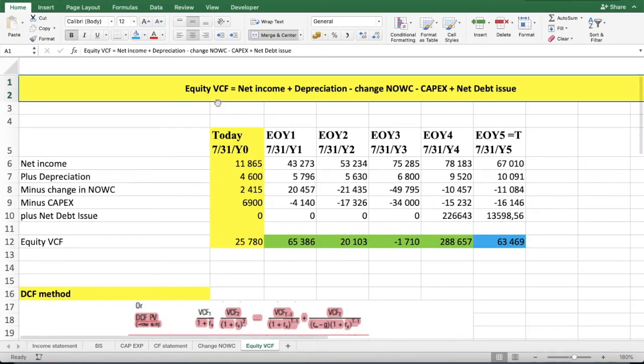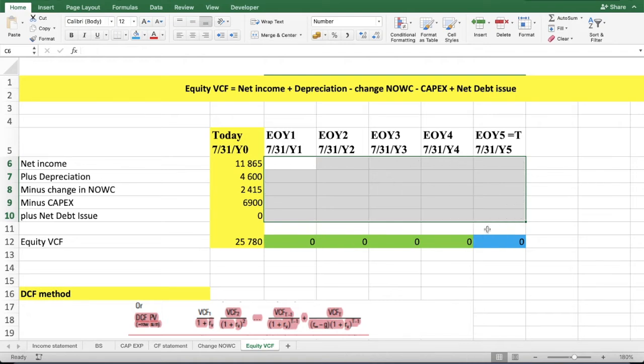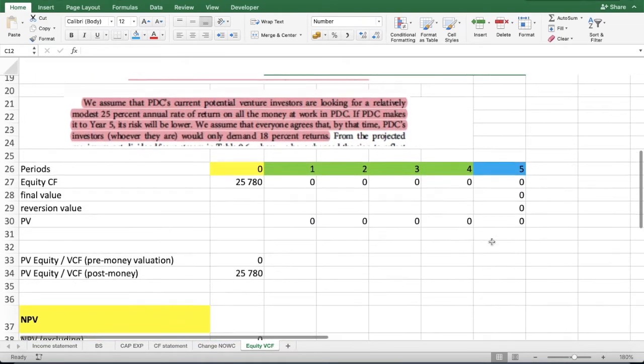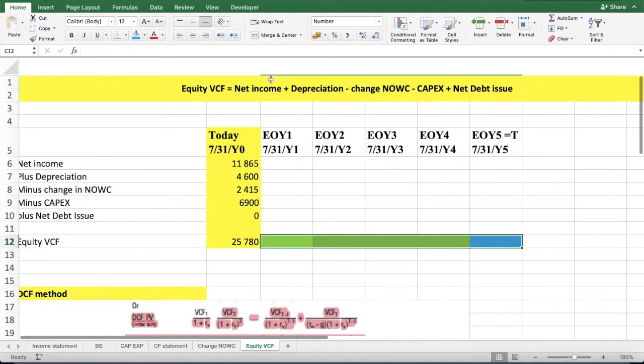So the equity valuation cash flow is equal to the net income plus depreciation minus the change in net operating working capital minus the capex plus the net debt issue. So now we have computed the change in NOWC. We have all the required elements or components to compute the equity valuation cash flow. So this is for year 0, right?